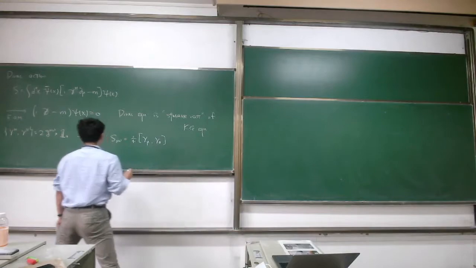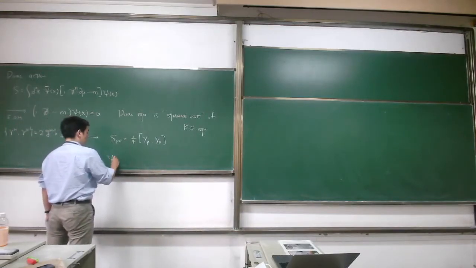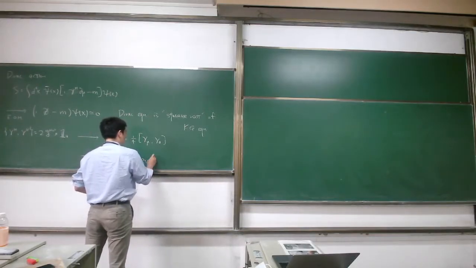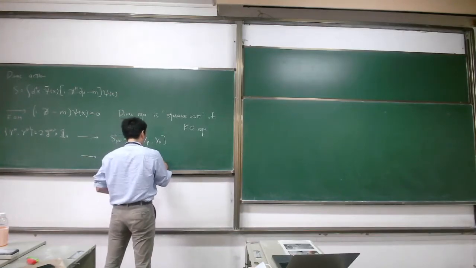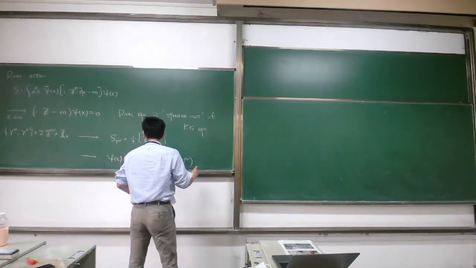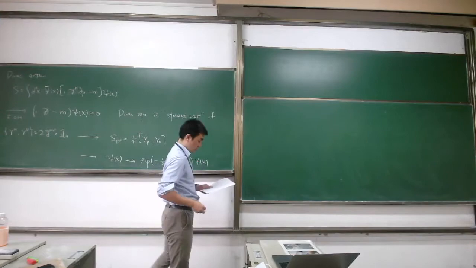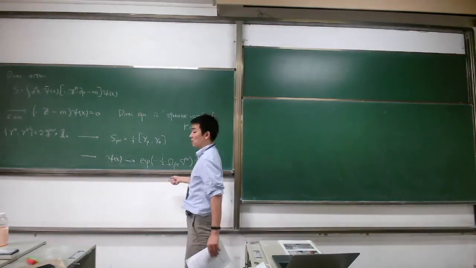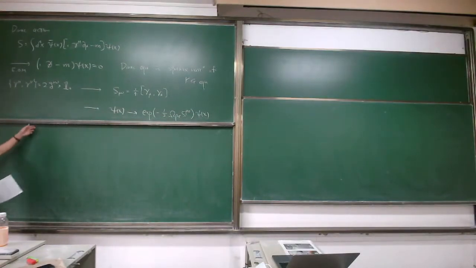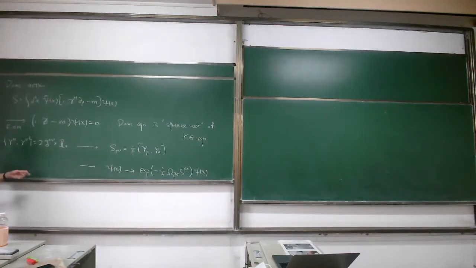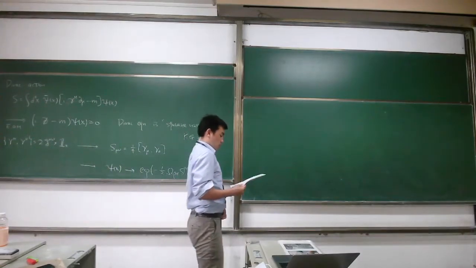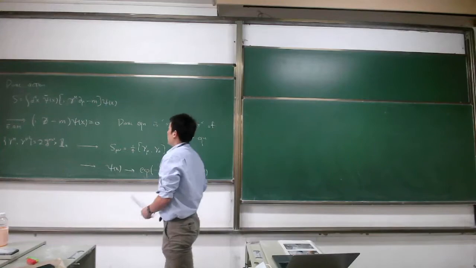So this becomes a representation of the Lorentz group or Lorentz Lie algebra, and then we construct the field in such a way that it transforms under the Lorentz group like this. That's how the Dirac field transforms under the Lorentz group, and then we check that this action is invariant under the Lorentz transformation.